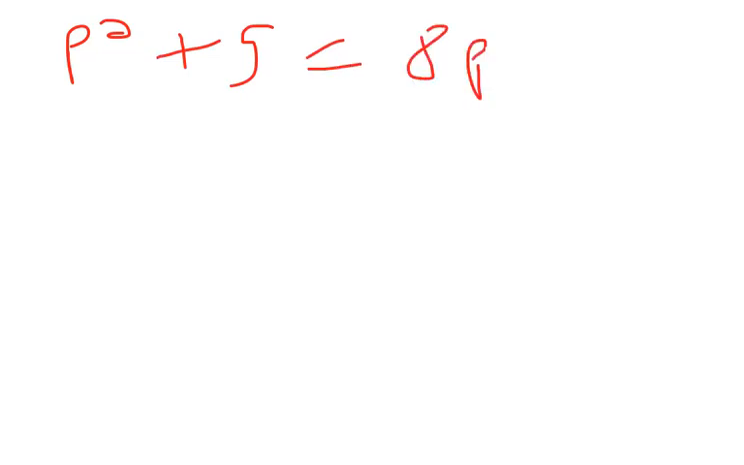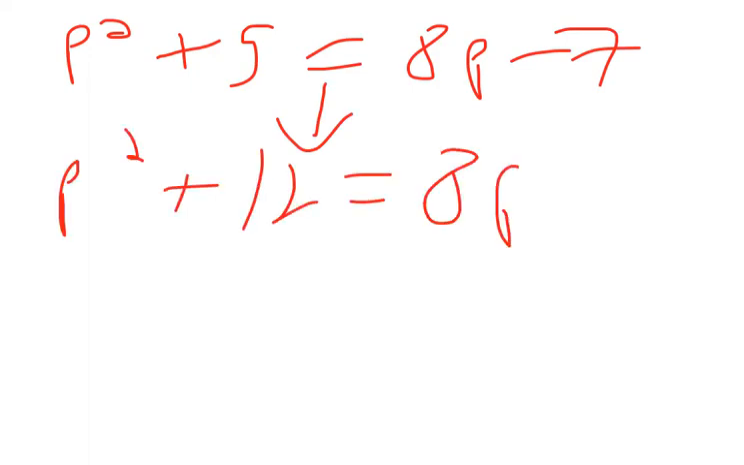All right, let's just do an example where it's asking for a property we use. Suppose we went from p squared plus 5 equals 8p minus 7, and we went from this to this: p squared plus 12 equals 8p. And suppose they want to know what property is used, because something changed. But what changed? Well, it seems like they just added the 7, because 7 plus 5 is 12. So what property is that?